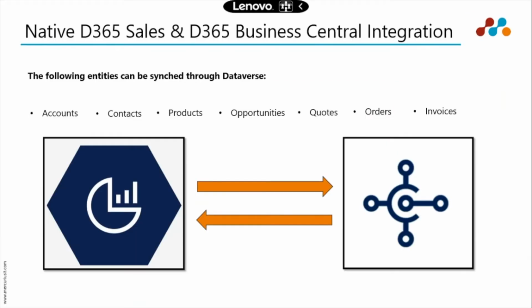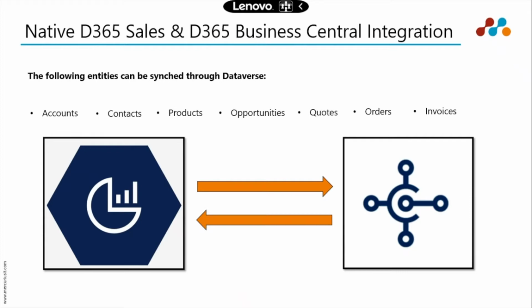Coming on to the next topic in our webinar session, we will be discussing native integration between Dynamics 365 Sales and Dynamics 365 Business Central. When we talk about native integration, the first question that comes to our mind is what exactly a native integration is. Native integration basically uses the features of Dataverse, which was previously known as Common Data Service. Dataverse is kind of a middleware between different applications, where all the data resides on Dataverse, and any application connected to Dataverse is able to access that information and manipulate that data.